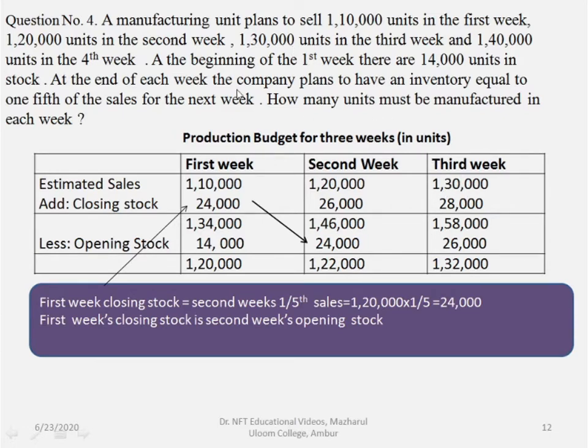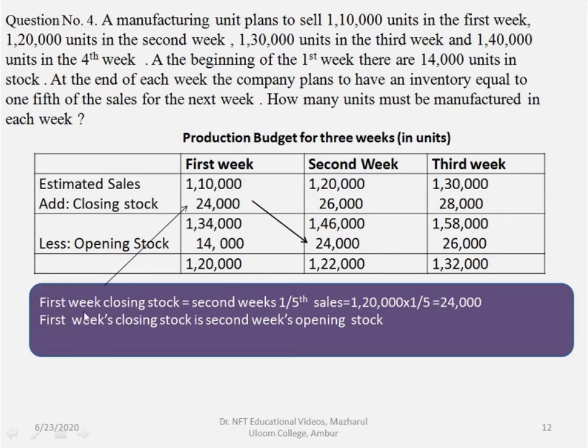Then, what is given relating to the stock. At the beginning of the first week, there are 14,000 units in the stock. That is, the opening stock for the first week is 14,000. That is what is mentioned here. And relating to the closing stock, at the end of each week, the company plans to have an inventory equal to 1/5 of the sales for the next week. So 1/5 of the sales for the next week will be the closing stock.